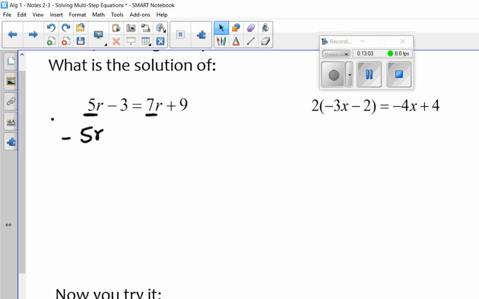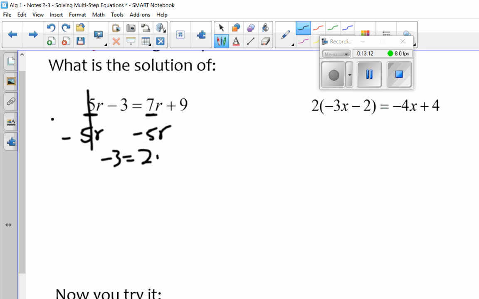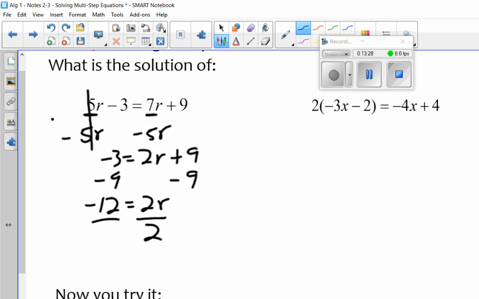Okay, I'm going to subtract 5r from both sides. So those go away. I'm left with -3 equals 7r minus 5r, which is 2r plus 9. I'm going to get rid of the 9 by subtraction. So I get this, and I'm going to divide by 2. That says 2 times r, so to undo it, I'm going to divide, and that's going to get me r equals -6.